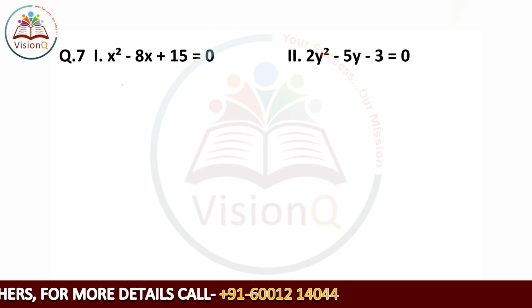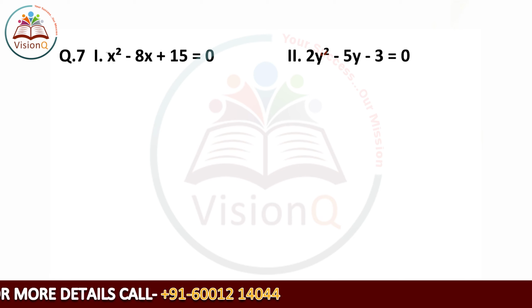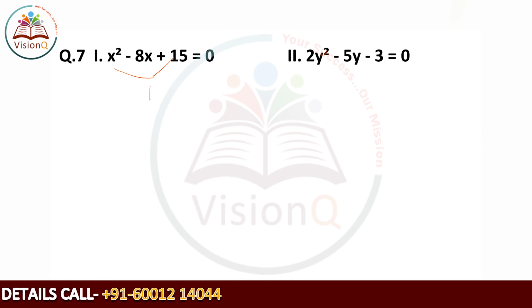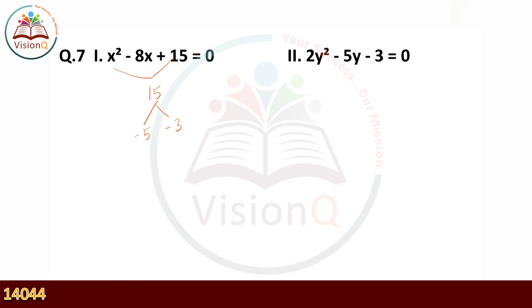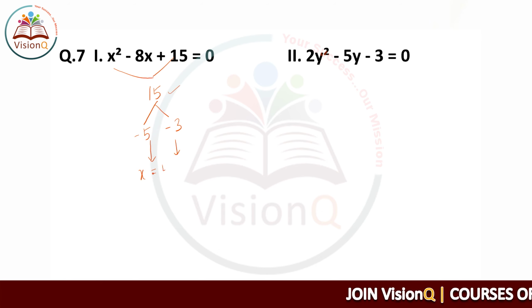x square minus 8x plus 15. So if I multiply a and c here, it becomes 15. I have to break it as minus 5 and minus 3. Only then the sum will be equal to minus 8 and product will be equal to 15. Next step, divide by a and change the sign. The value of this x is 5 and 3.